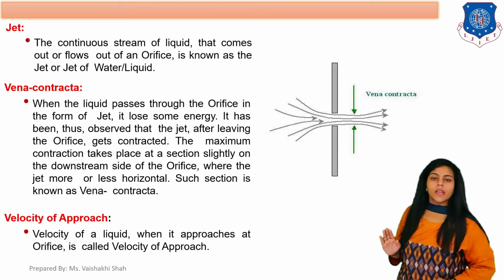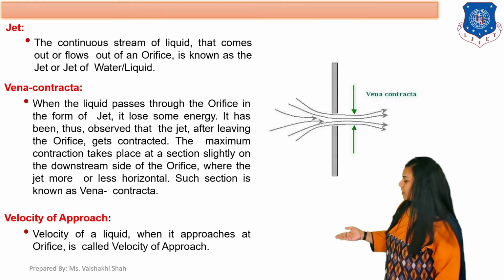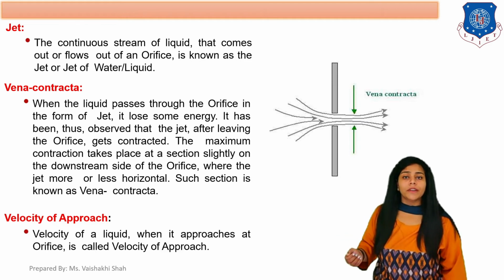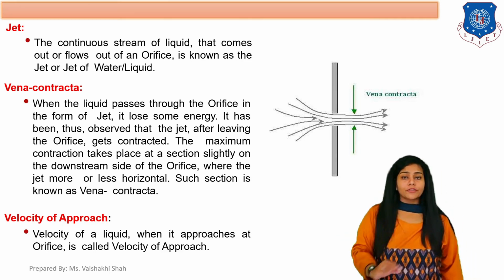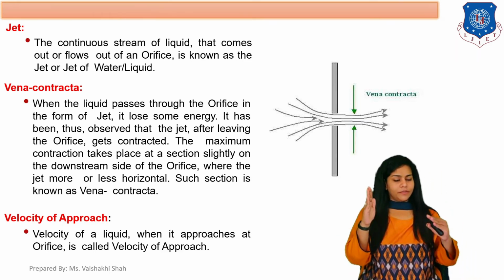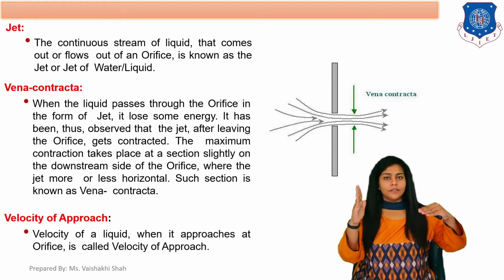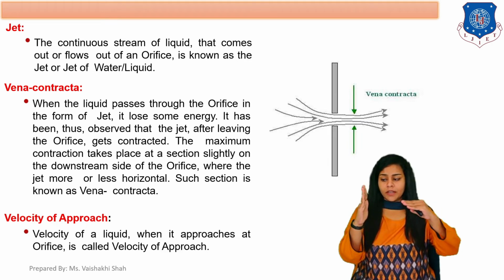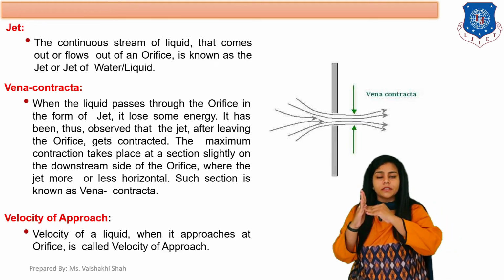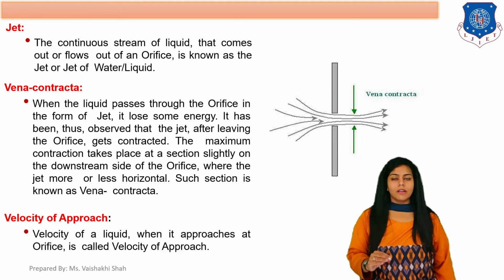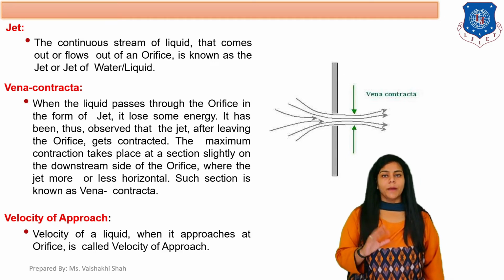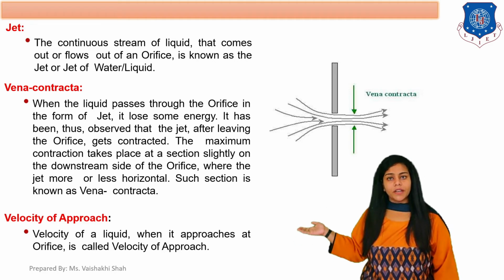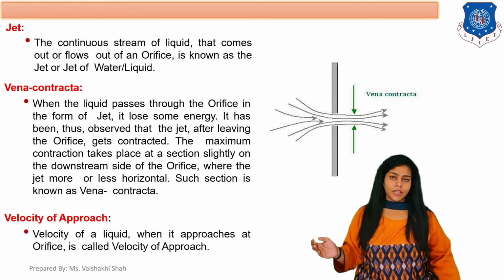Okay. And our next definition is velocity of approach. It is the velocity of a liquid when it approaches the orifice. Now if this is your orifice and this is your moving fluid, the velocity at which the fluid comes to the orifice is called velocity of approach. Clear? So all three definitions are very important for our remaining chapters.